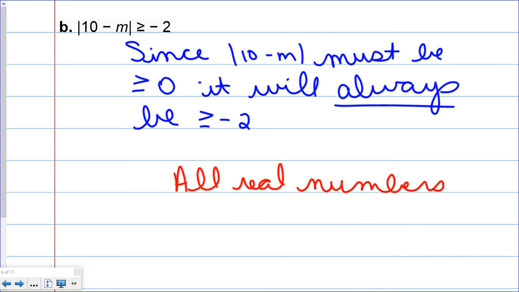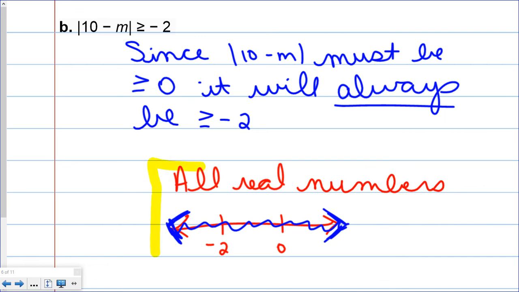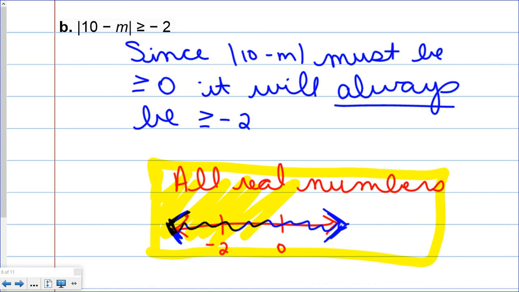Okay, and the way we graph that, because we can't graph no solution, we can graph all real numbers. So we are going to put a negative 2 over here, we're going to put a 0 over here, and we are actually going to shade everything. So don't make it look like you're marking it out, but you definitely want to let it be known that you are shading the entire graph. So there we go. That's all real numbers, because it is always greater than a negative.